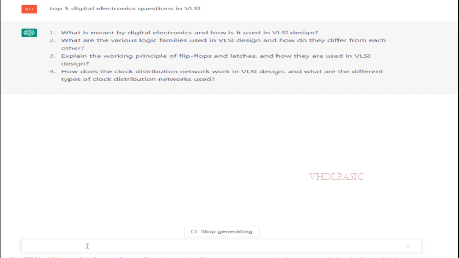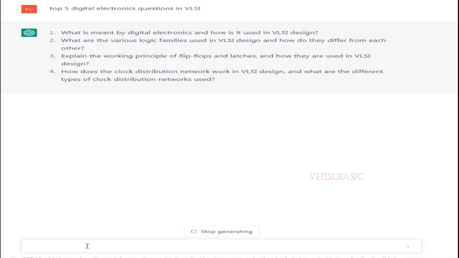Next one, hierarchical clock distribution network. This type of network is similar to the tree-based network, but it uses a hierarchical structure to distribute the clock signal. The clock signal is divided into smaller branches at each level of hierarchy, reducing the capacitance and minimizing the delay.